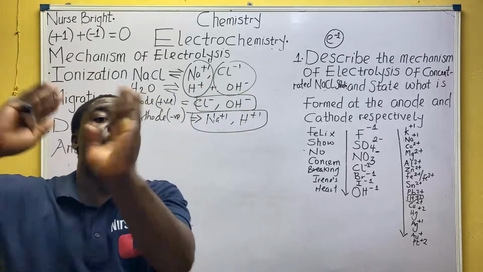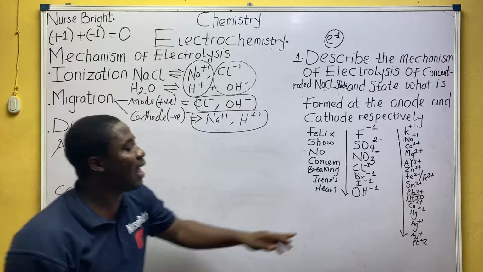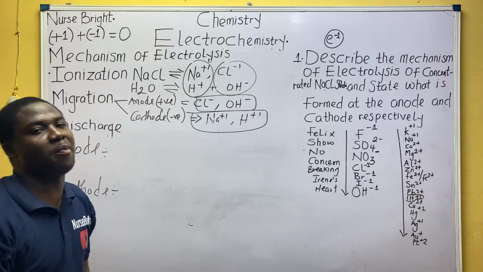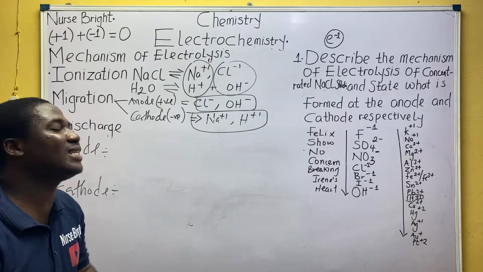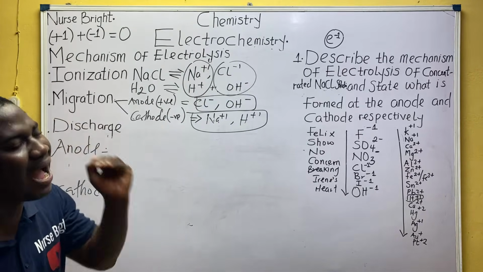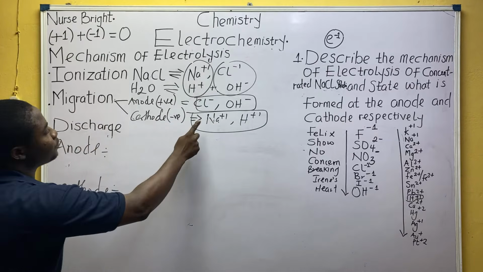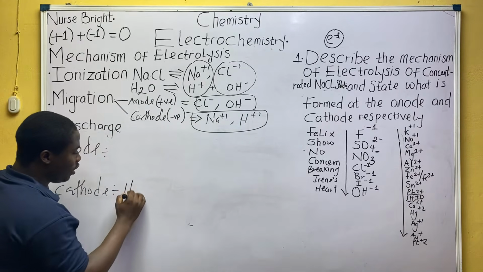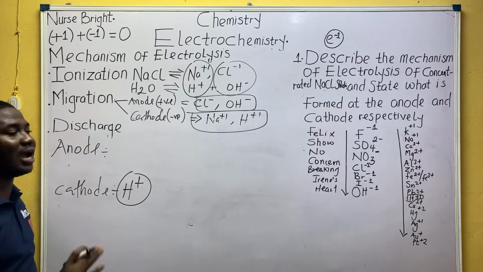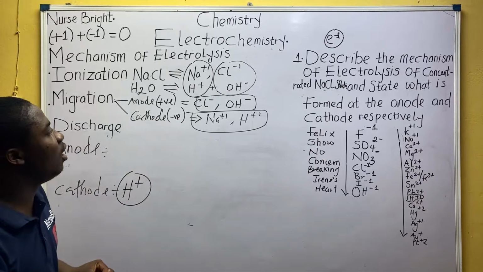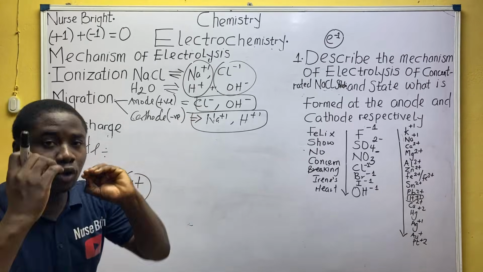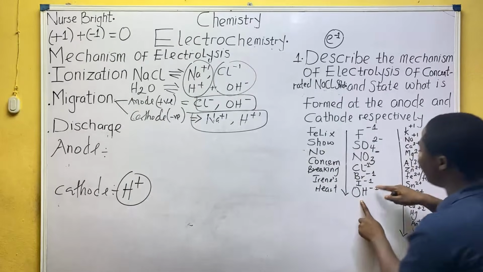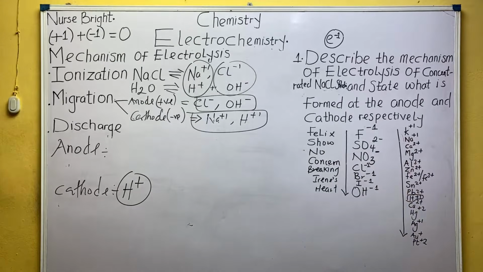This is just for your anode. The cathode still remains the same: the one that is lower will be preferentially discharged. It doesn't affect it. As I said, you take note of your anode. So at the cathode, H plus will be preferentially discharged from your reaction. What about the anode? It is chloride, because chloride ion is more concentrated than OH minus ion. Class, did you get that? Chloride ion is more concentrated than OH minus ion.